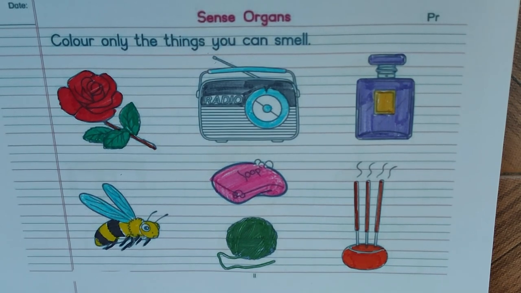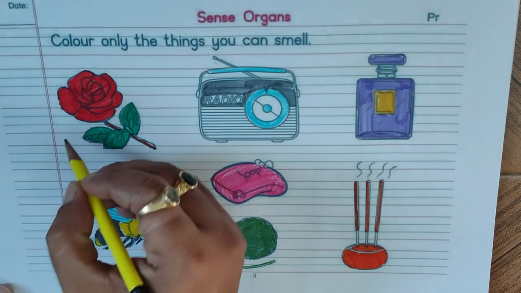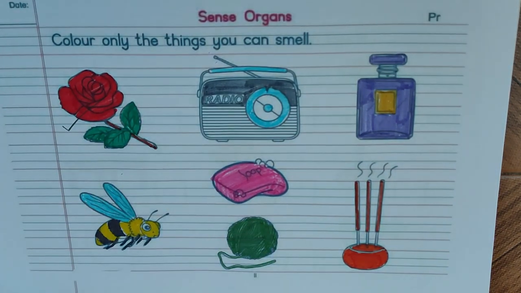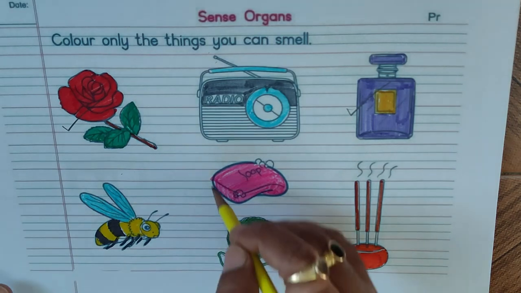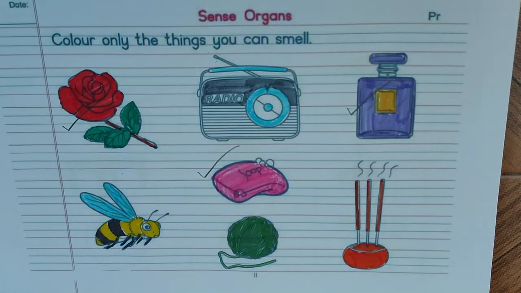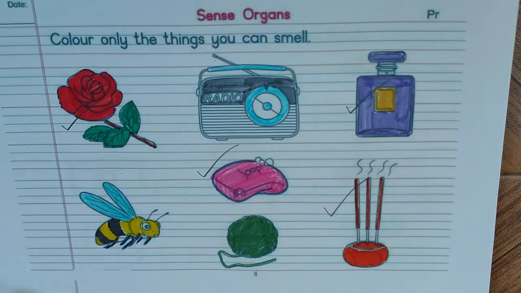So next is, color only the things you can smell. So we have to color the things which we can smell. Here it is already colored. Okay, in your case also you can put a check, because I am going to also put a check against the objects. For example, you can smell a rose with the nose. You can smell a perfume. Then you can smell a soap. And then you can smell incense sticks. These are all the objects that you can smell.